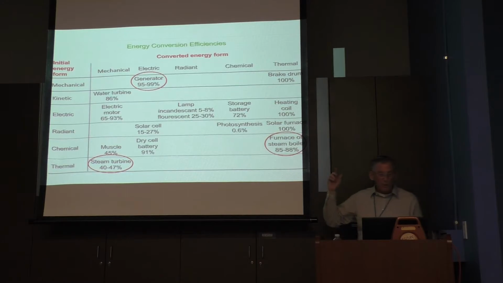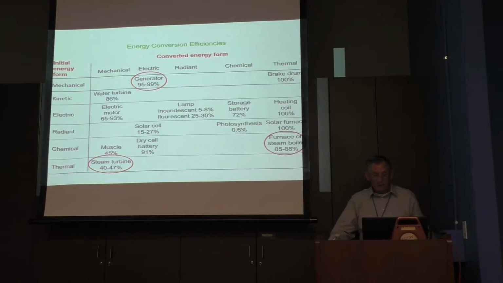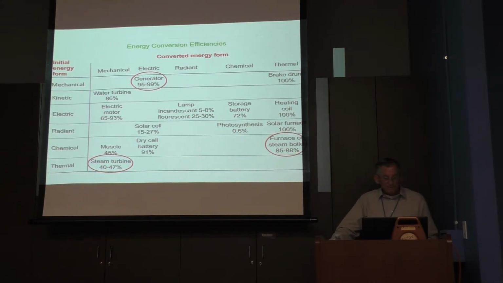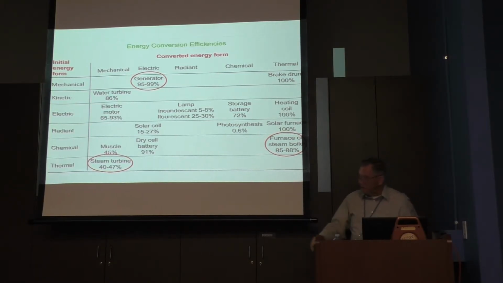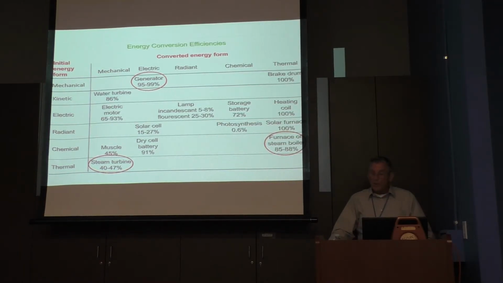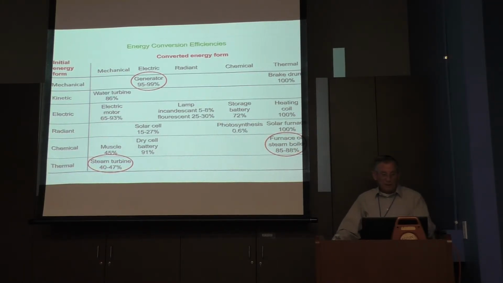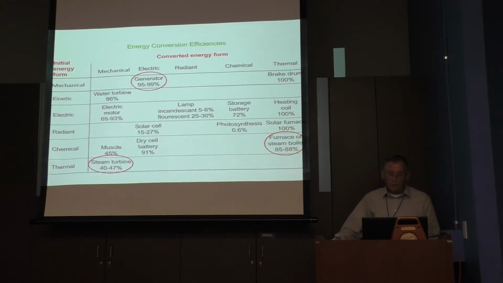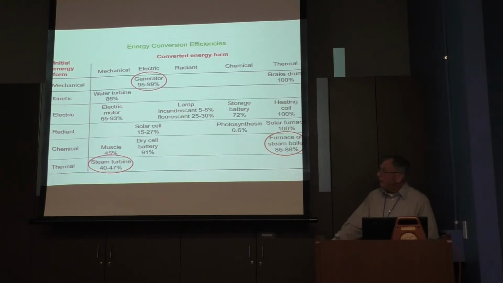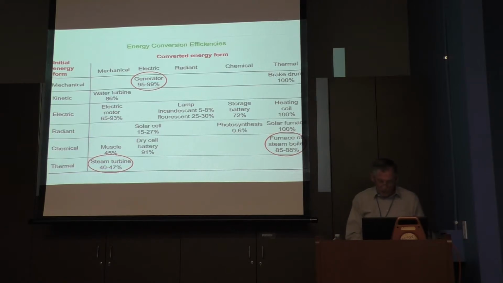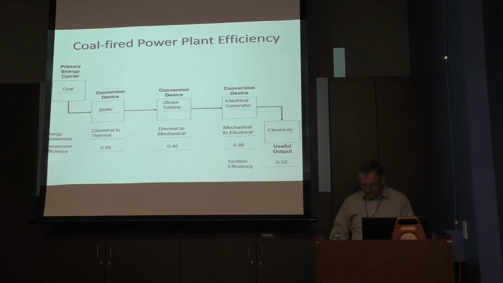So going back to that table, we can find converting the chemical energy to thermal energy in a furnace of the steam boiler. It shows it's 85 to 88% efficient. We can then find the conversion of thermal energy to mechanical energy in the steam turbine over there on the left, which is only 40 to 47% efficient. And finally, the conversion of mechanical energy to electrical energy in the electrical generator, and that has an efficiency of between 95 and 99%.